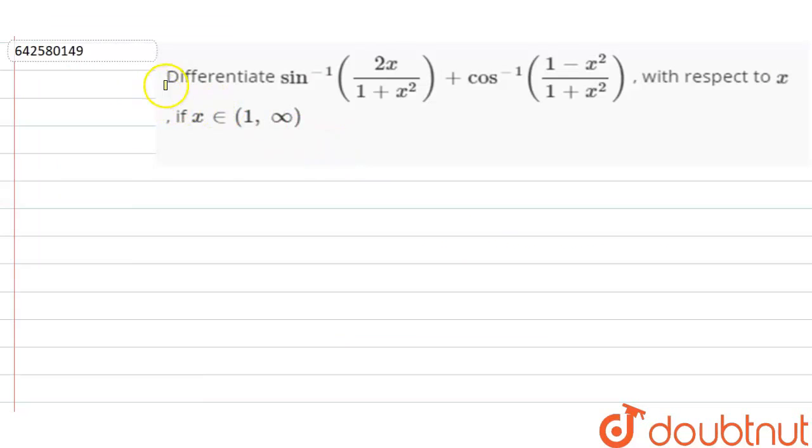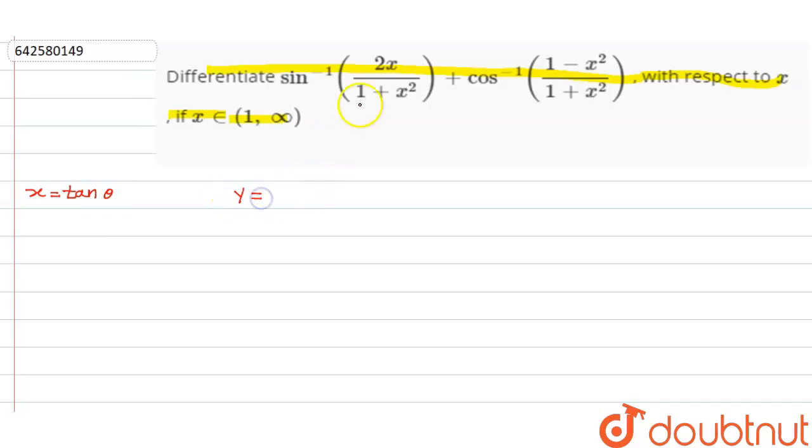Hello everyone. So our question is: differentiate this function with respect to x, where x ranges from 1 to infinity. Now if you let x equal tan theta, then this function y becomes like what?